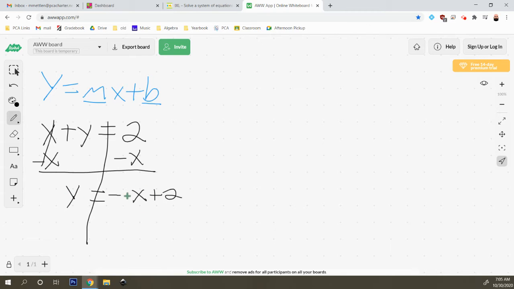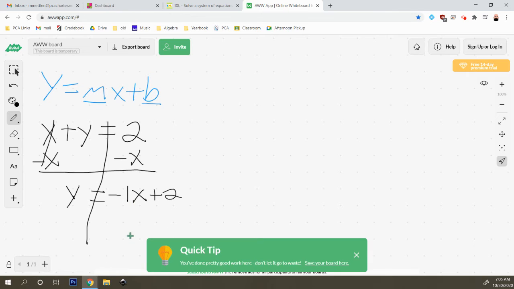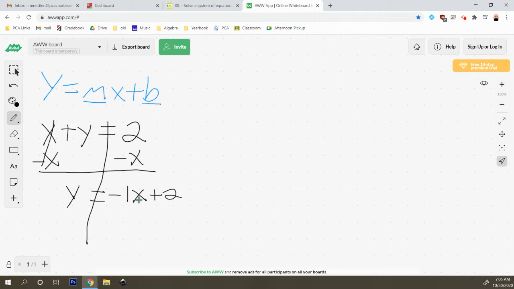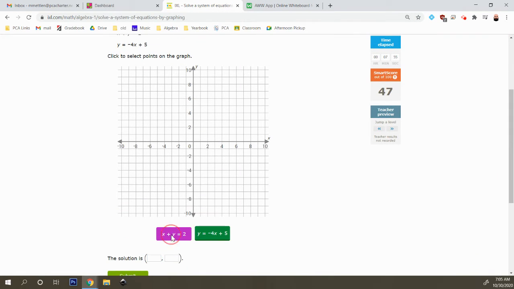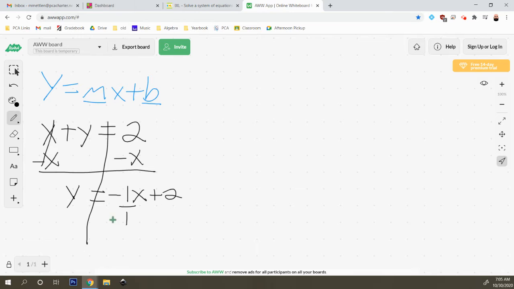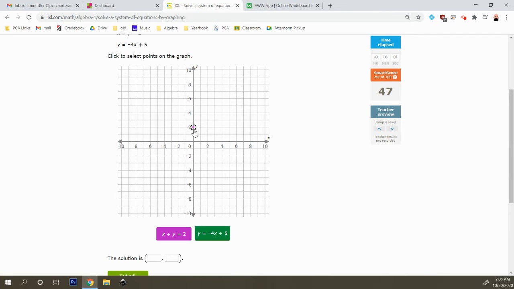There's no number here. I need this number. If there's no number, it's a 1. And I need a fraction, so I'm just going to put it over 1. So my y-intercept is 2. So if I go to this equation, it's going to be my purple one. My y-intercept was 2, so we're going to go to 2 on the y-axis and click. And then my slope was negative 1 over 1. So negative 1 means down 1, and then the over 1 is to the right. Right, there's the pink one.